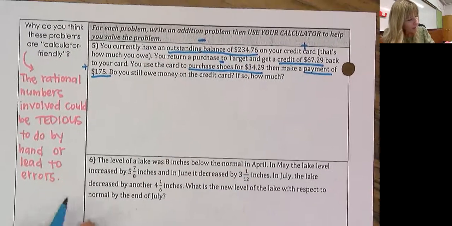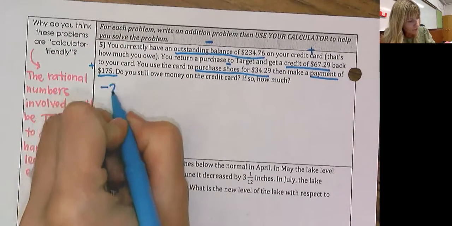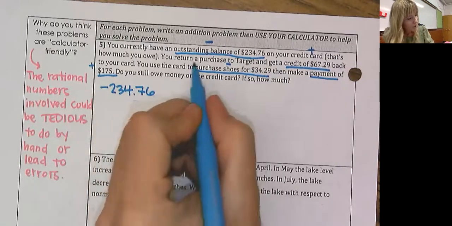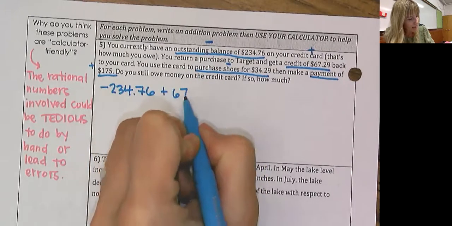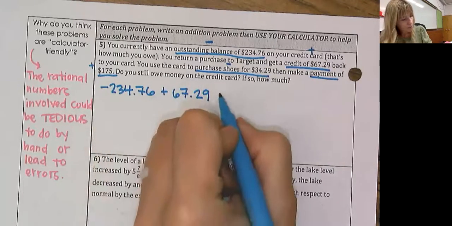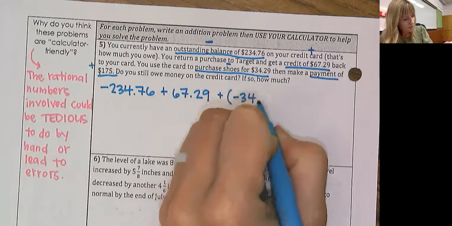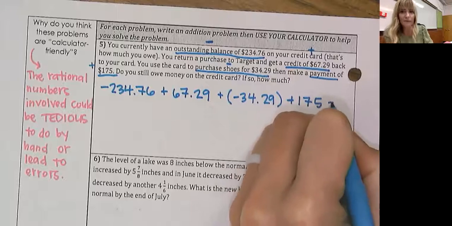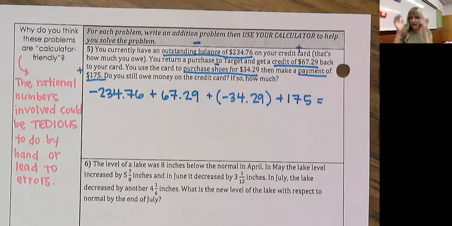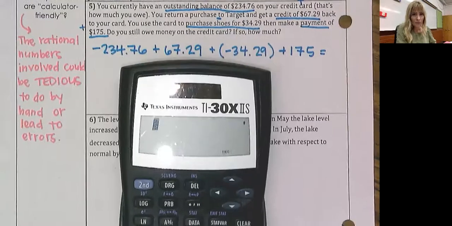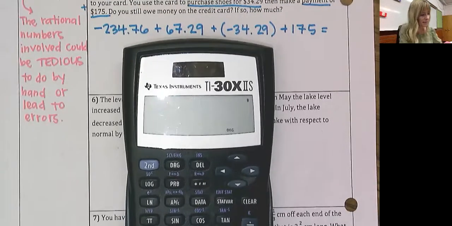So here I go. An outstanding balance of negative $234.76. You return a purchase. This is a positive $67.29. You use the card to purchase shoes for $34.29. Then you make a payment of $175. You can absolutely type this all in your calculator at once. Sometimes students get confused and get lost. I'm going to show you the calculator here. You can type it all in, and the thing I like about this type of calculator is you can see everything as you type it in.